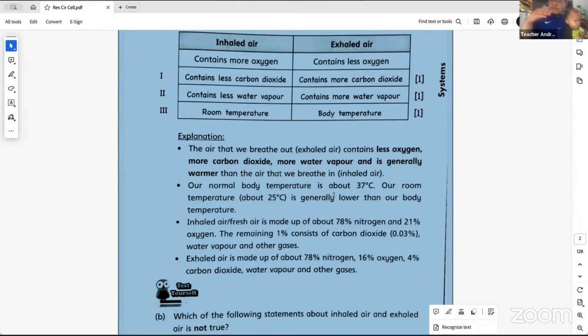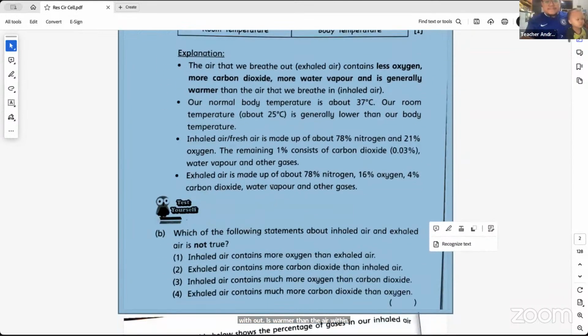Let us say that when we breathe in, the room temperature is 22 degrees. So the temperature of the air we breathe in is 22. But the air we give out is warmer because our body temperature is 37. So we inhale 22 degrees Celsius air and we exhale 37 degrees Celsius air. So remember this keyword: the air we breathe out is warmer than the air we breathe in. All right. So the percentages are here.